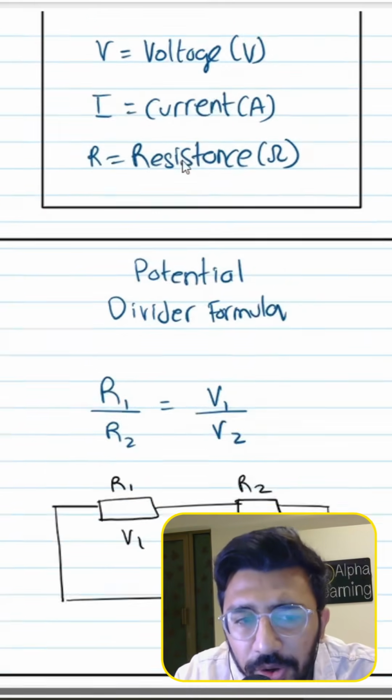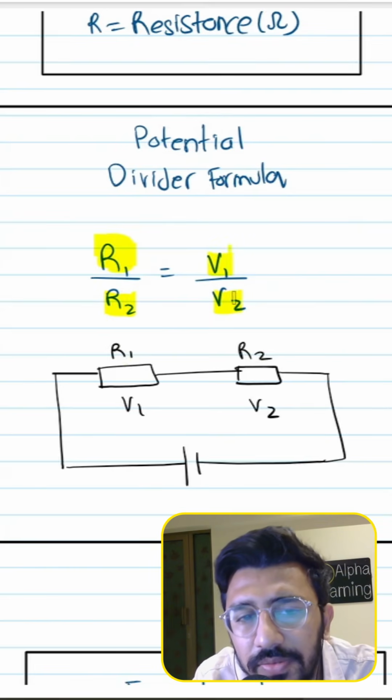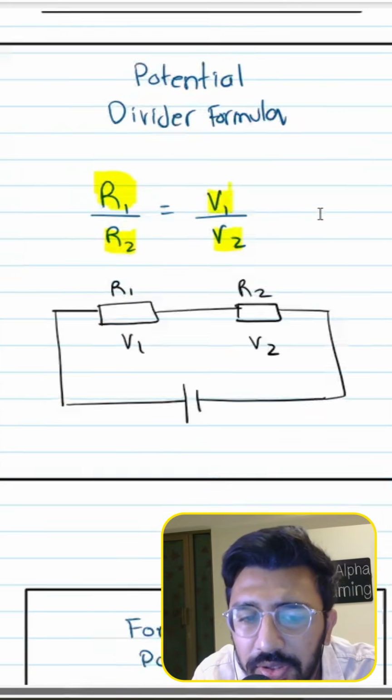The fourth formula that we have is the potential divider का formula. R1 over R2 is equal to V1 over V2. Where R1 is the resistance of the first resistor, R2 is the resistance of the second resistor, V1 is the voltage across the first resistor, V2 is the voltage across the second resistor.